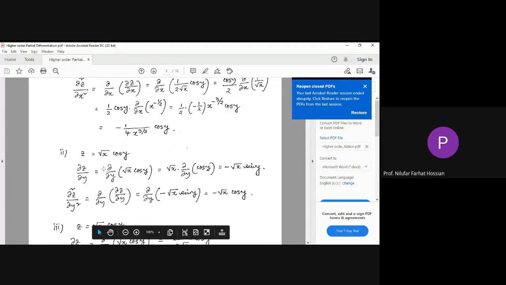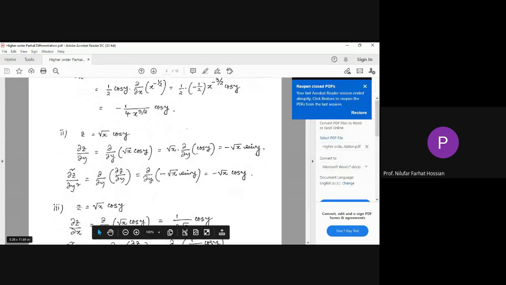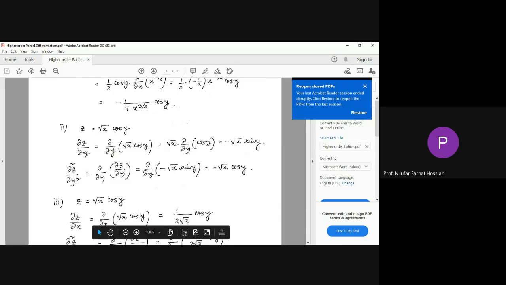Now you have to perform del square z by del y square. At first we perform the differentiation with respect to y. In this case root over x is constant, so let us take it outside the differentiation, and del y of cos y will be minus sin y. So it will be minus root over x sin y. And now find the second order partial differentiation. It will be del y of del z by del y. You can take again minus root over x outside, and the derivative of sin y with respect to y is cos y. So this is minus root over x into cos y.